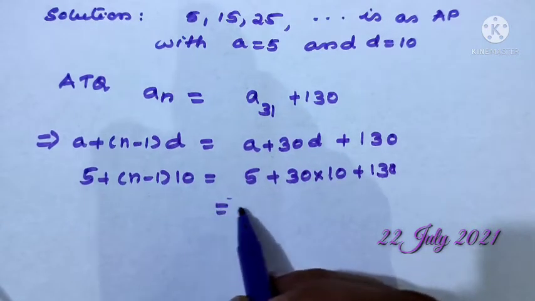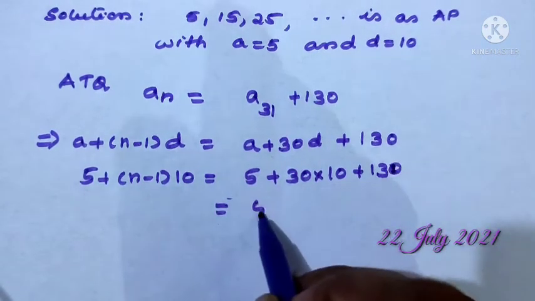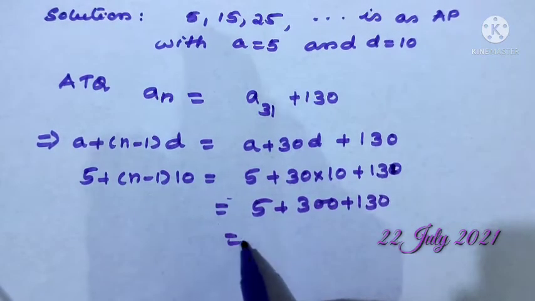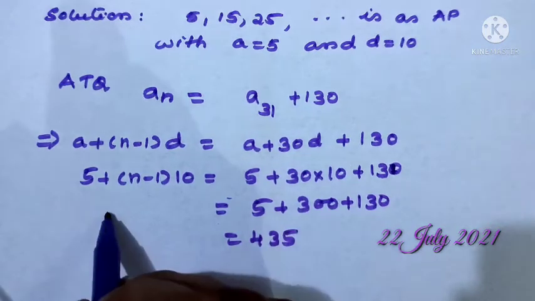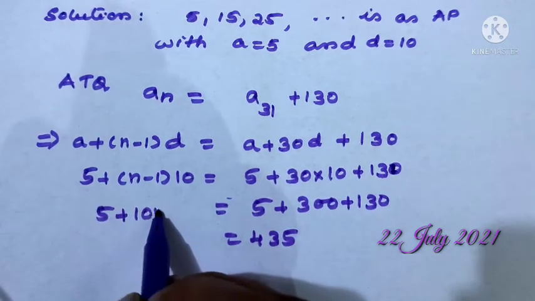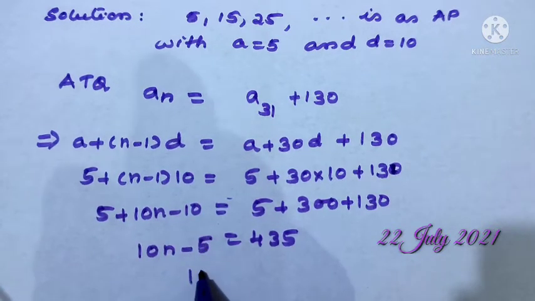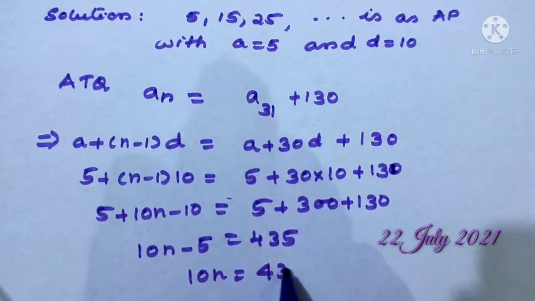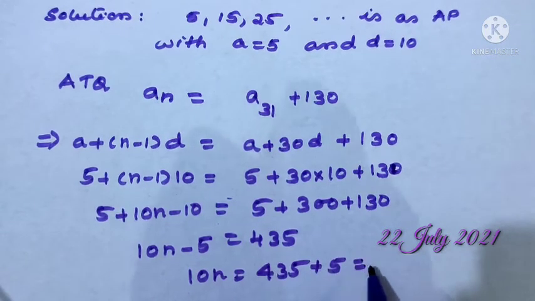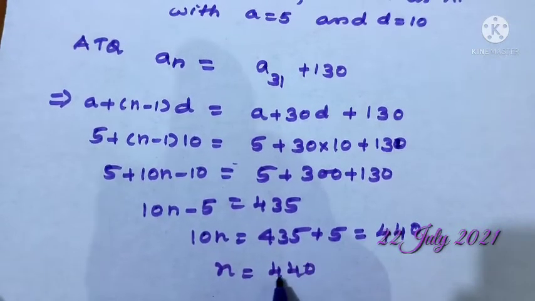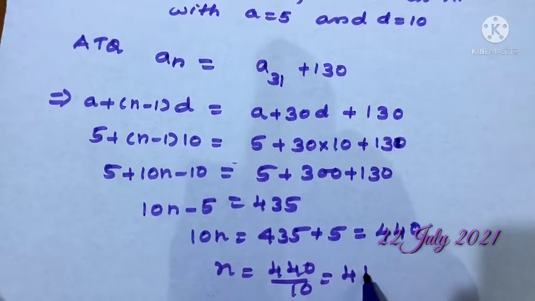So it is equal to 5 plus 300 plus 130. So this side it is 435. Now this side 5, 10n and minus 10. So minus 5. So 10n equal to 435 plus 5 equal to 440. So n equal to 440 by 10, it is equal to 44.